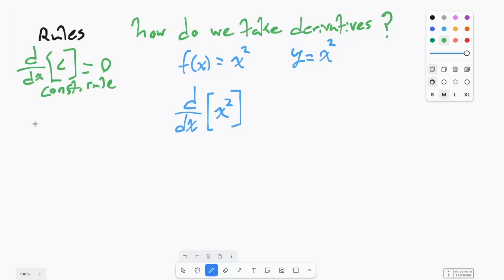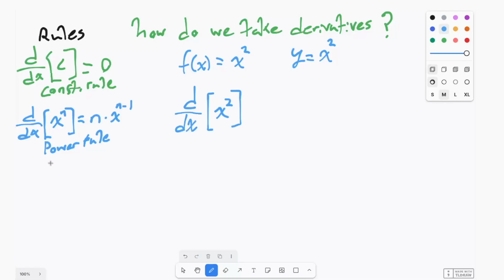Our second rule is actually going to help us get started with taking derivatives. The second rule is called the power rule, and it tells us that with any function x to the power of n, its derivative is equal to n times x to the n minus 1. That is our power rule.